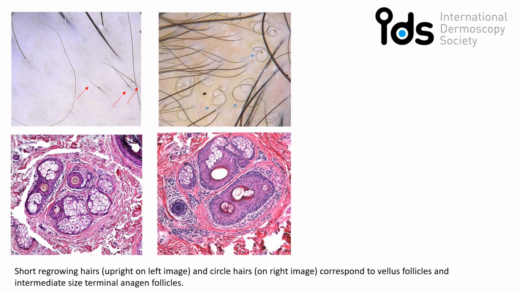These are examples of regrowing hairs. We have upright short regrowing hairs, and we have circle hairs, which correspond to vellus follicles, intermediate-sized terminal anagen follicles, and patches with recovery.